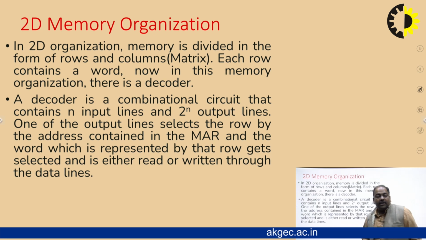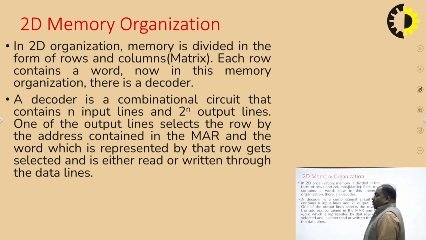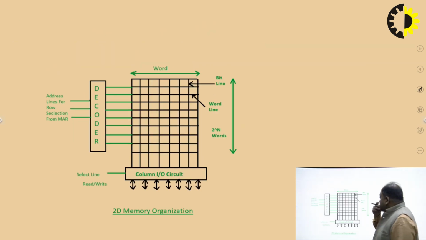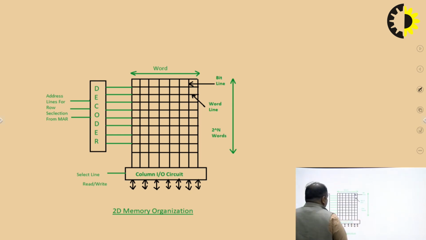Now, types of memory organization. There are two types of memory organization, one is 2D and another is 2.5D. The 2D organization is divided into rows and columns, a matrix of rows and columns, and each row contains a word in the memory. There is one decoder, and the decoder is a combinational circuit that contains n input lines and 2 raised to the power n output lines, and one of the output lines selects the row by the address contained in the memory address register, like this. So it is a 2D structure of memory organization.